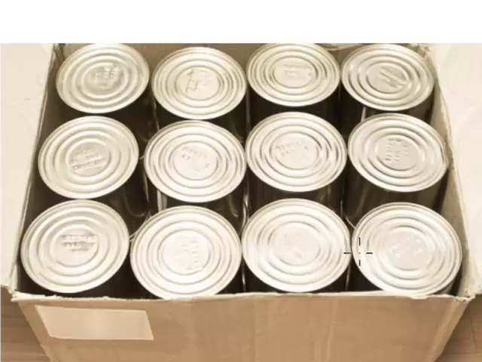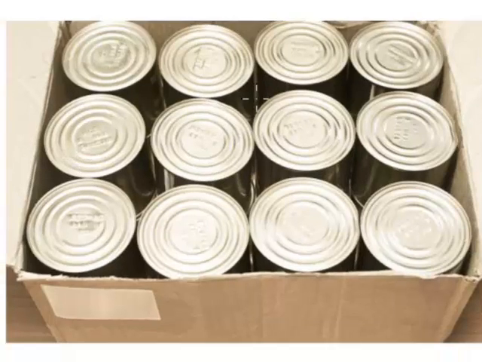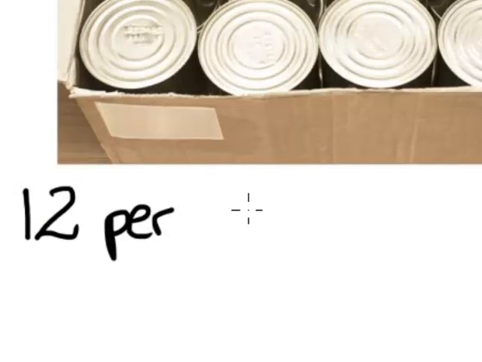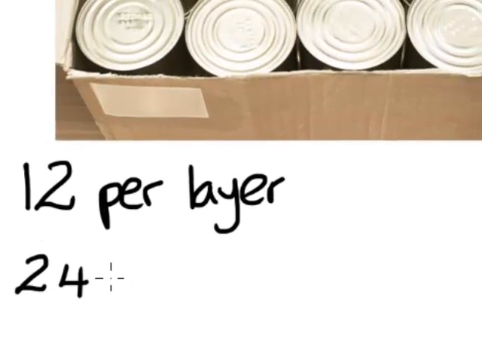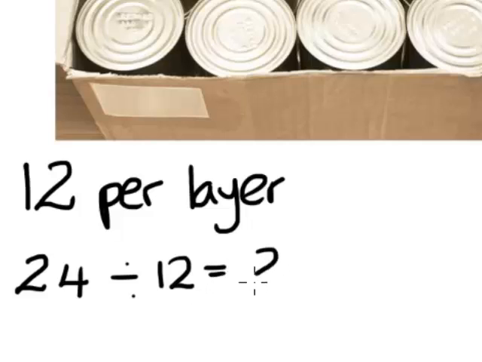Now how many layers are there going to be? Okay, so we need to have a look over here, and we can see we've got 4 cans going lengthways and 3 going this way, which means we're going to have 12 per layer. And we said that there are 24 of these in the box. So if we've got 24, and we're going to divide that by 12, we're going to come up with 2 layers.